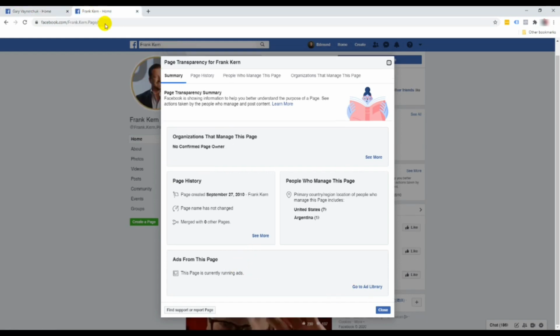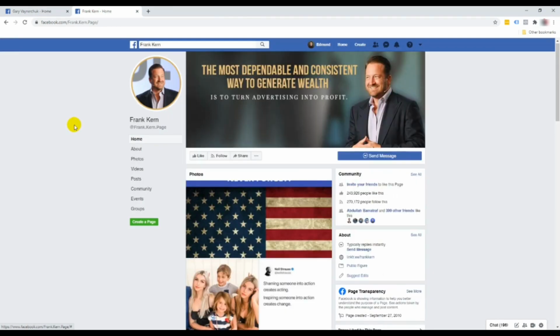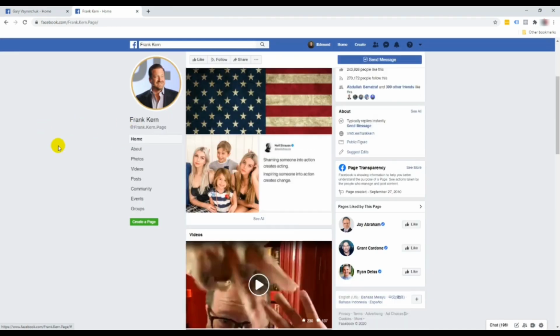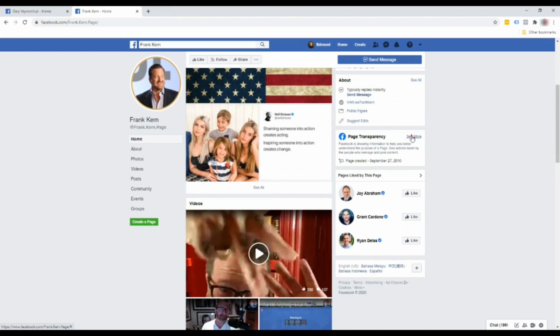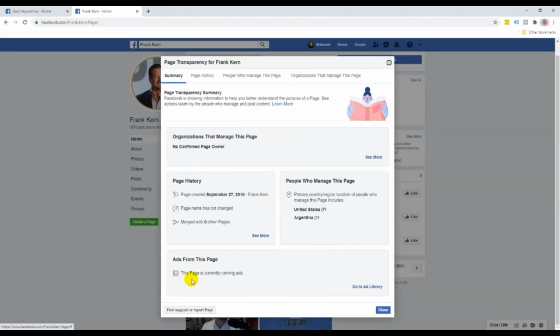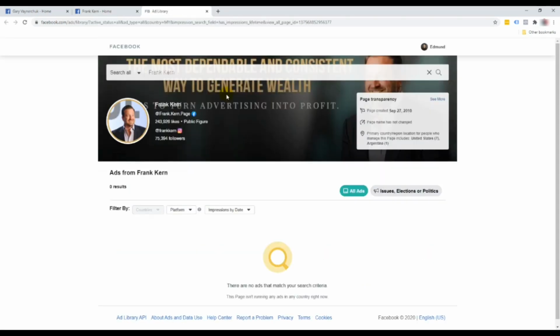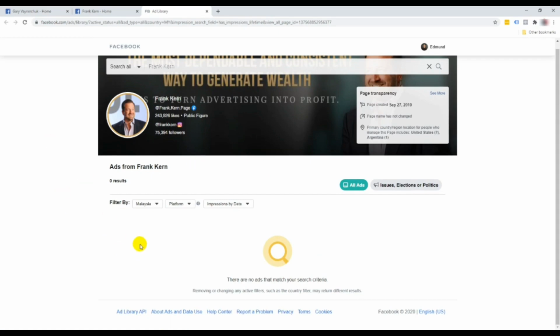So let's go check out another example. This is by renowned internet entrepreneur Frank Kern, and let's take a look at page transparency again. And you can see that this page is currently running ads. So if you want to take a look at what kind of advertisements that this page is running at the present time, we'll click on Go to Ad Library, and we'll take a look at the advertisements that are being run by the page, but normally the filter would be by your country. So here's the thing, like for example, I'm viewing this from Malaysia right now, and he's not running any active advertisements here.